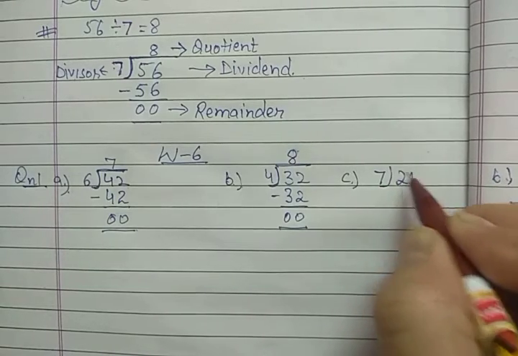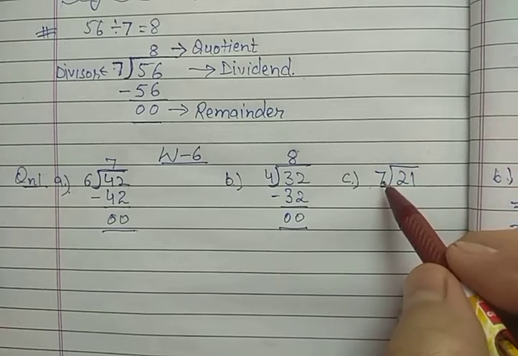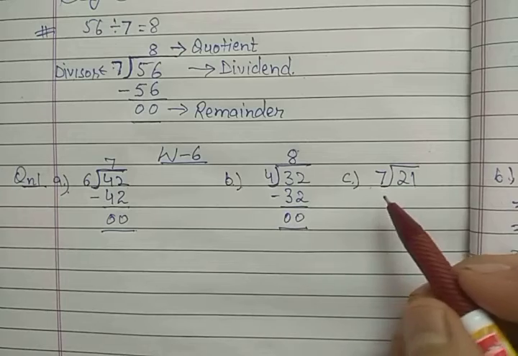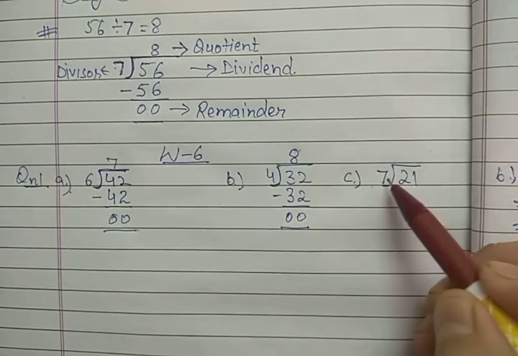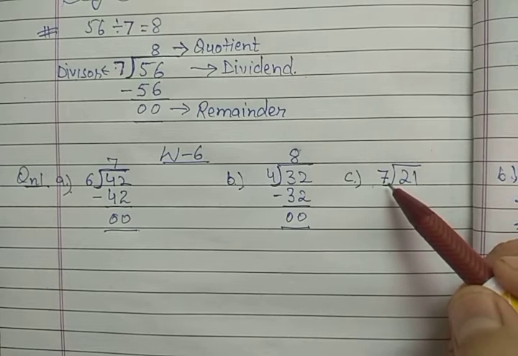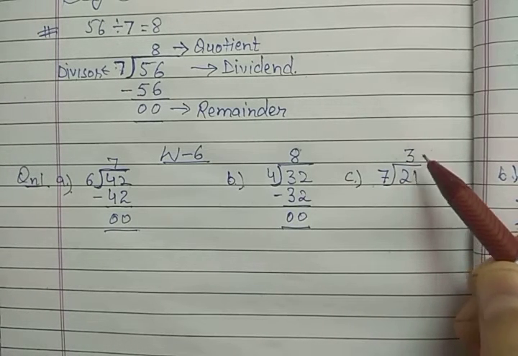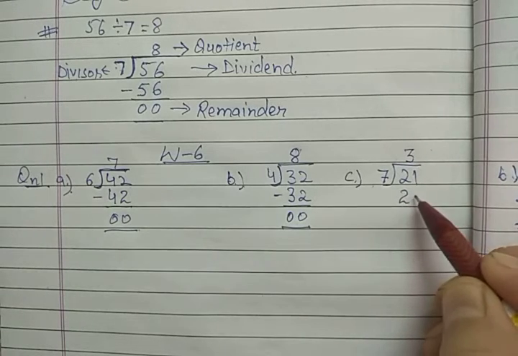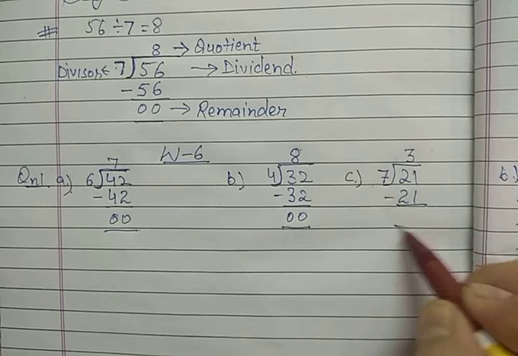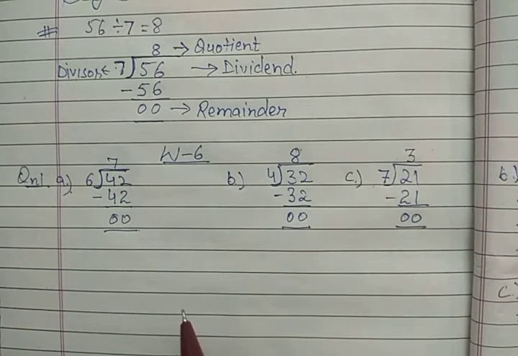Now the C part. This is the question given. 21 divided by 7. 7 is the divisor and 21 is the dividend. Now we have to recite the table of 7. Till where will we recite the table of 7? Till 21. So 7 3s are 21. So we will write the quotient here above. And what is our next step? We have to subtract. What is left is 0 0. That is the remainder.